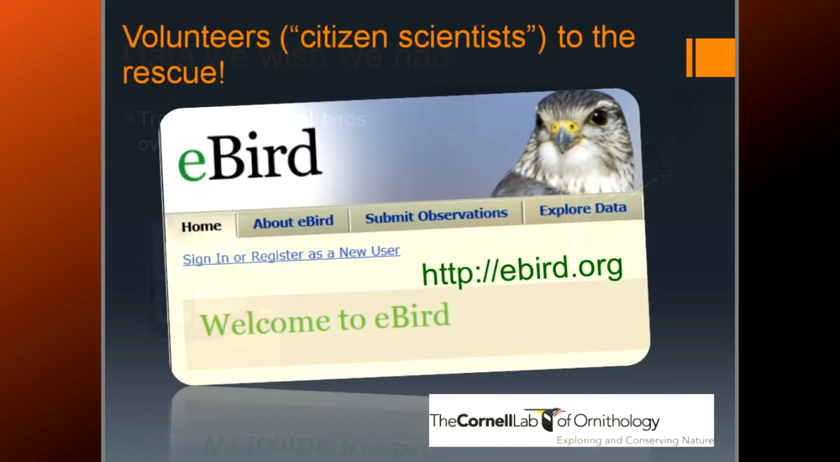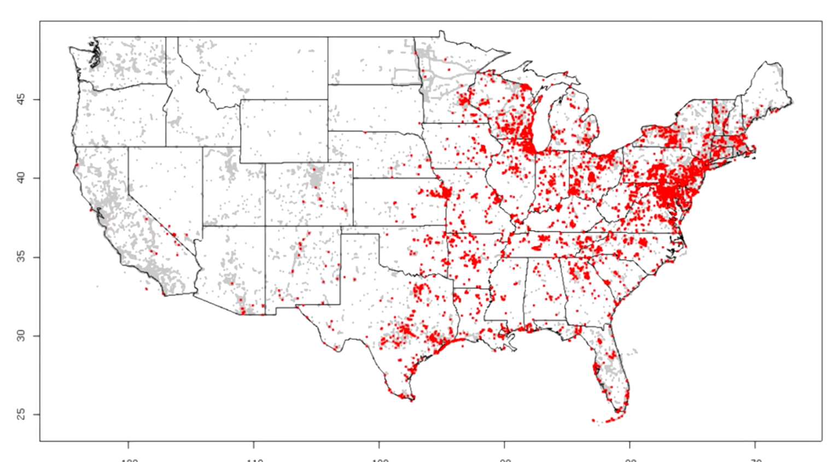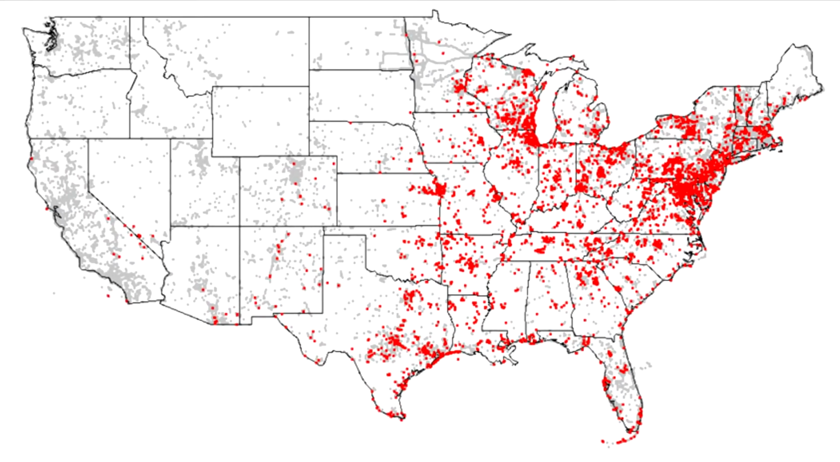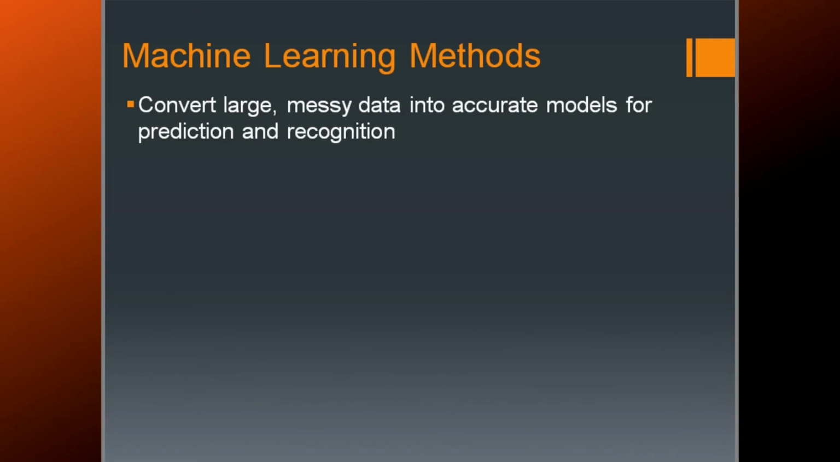So instead, what we're relying on is volunteers. We call them citizen scientists, in this case, bird watchers, who go out every day and fill out a checklist of the species that they saw that day and report them to a website called ebird.org. So this is a collaboration with the Cornell Lab of Ornithology, and here's a map showing the reports from birders, where the red dots are places where they saw a particular species and the gray dots are places where they did not. So then we take this kind of data, which is rather large and messy, and apply techniques from the field of machine learning, my area of expertise, to convert them into accurate models for prediction and recognition.